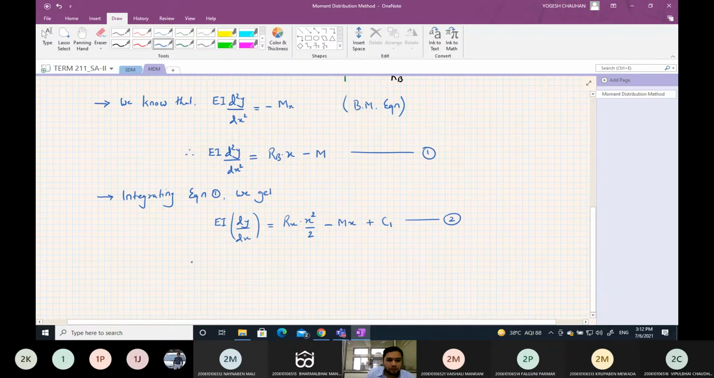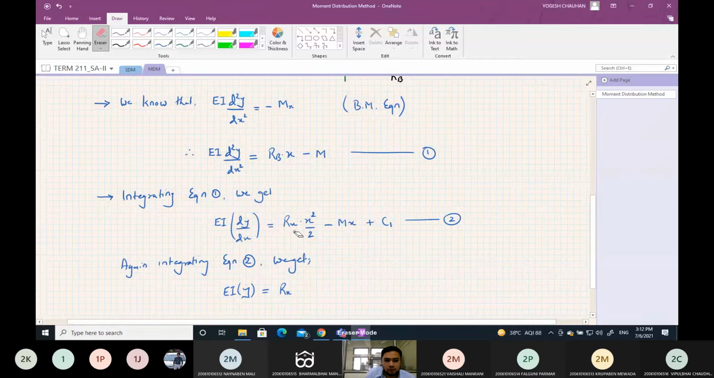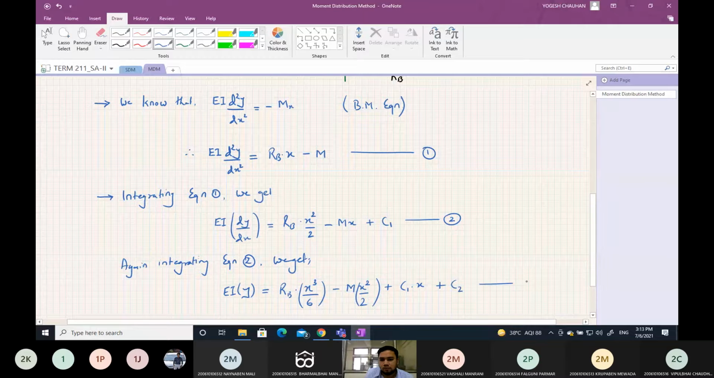Now again integrating equation 2, we get EI into y equals to RB times x cube by 6 minus M x square by 2 plus C1 into x plus C2. Mark this as equation number 3.